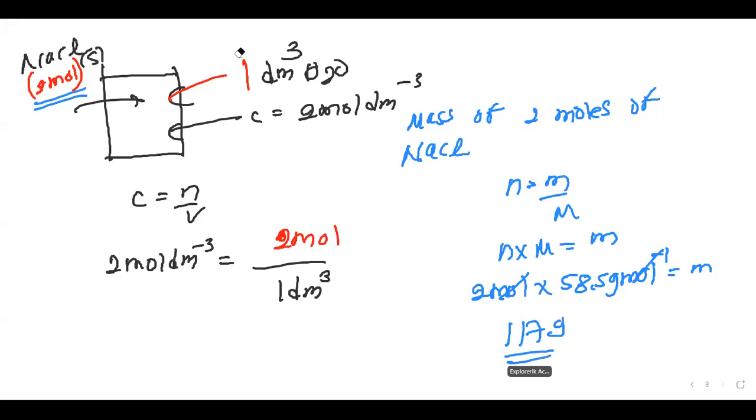So the mass of sodium chloride is 117 grams. The sodium chloride solution has a concentration of 2 moles per decimeter cube. Right, 2 moles per decimeter cube. Right, so that is how we do it.